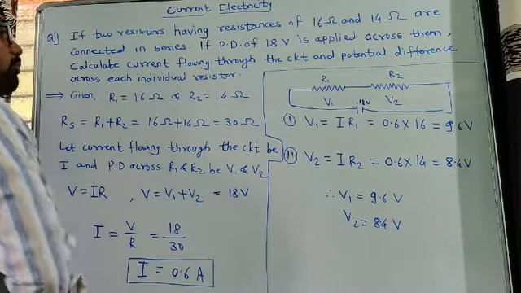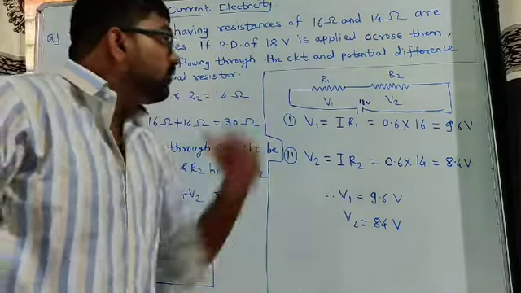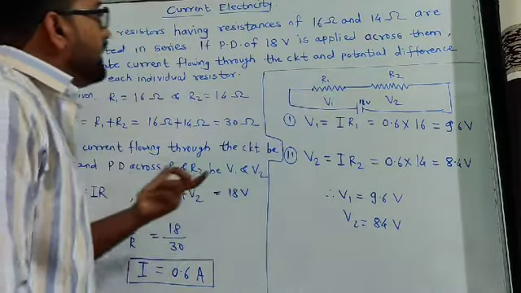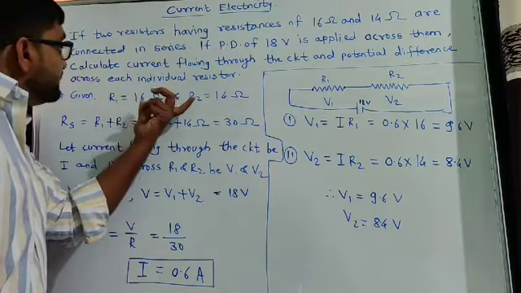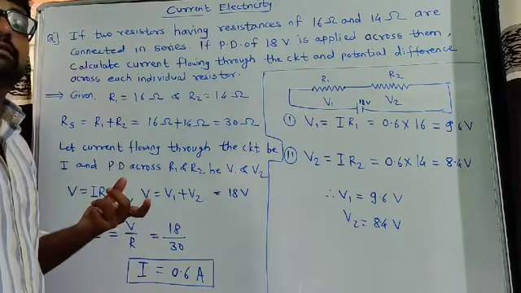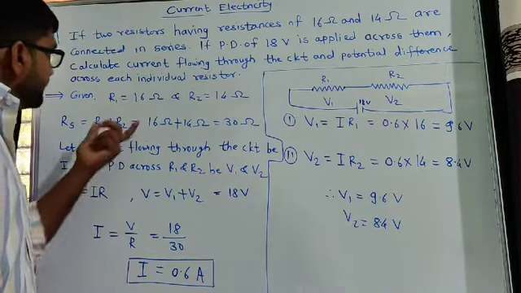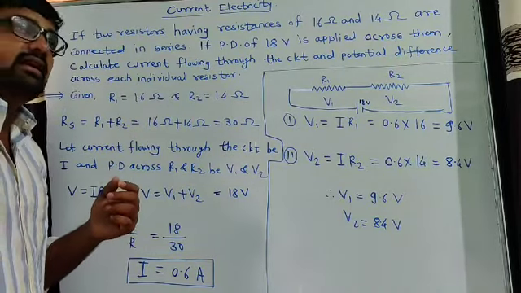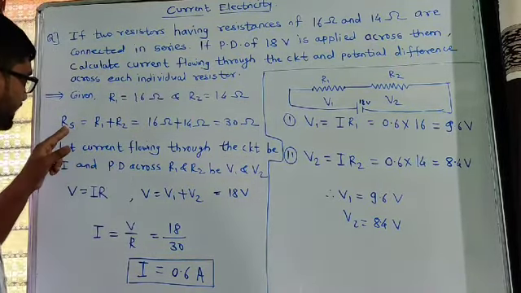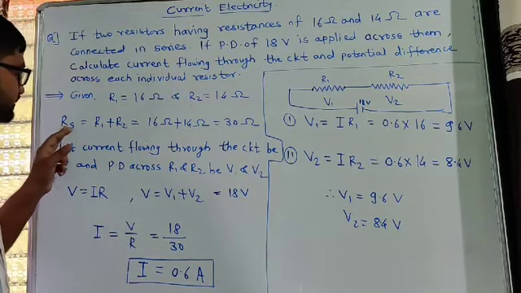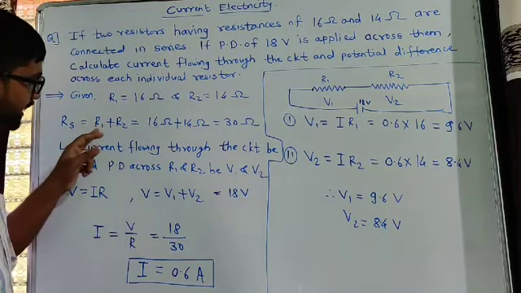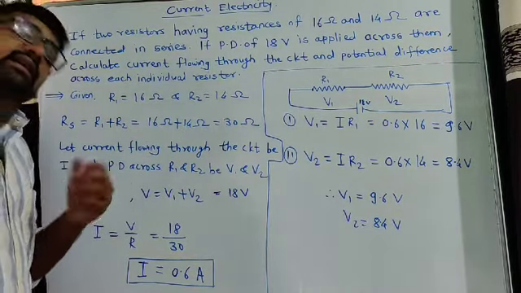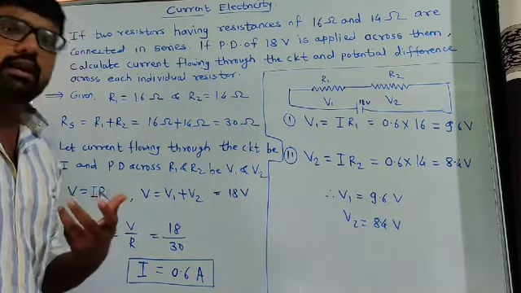So here we have to find the total equivalent resistance of this circuit when we connect these two resistors in series connection. Look at what happened here. The 16 and 14 ohm resistors are connected in series, so their equivalent resistance in series is given by R1 plus R2. If 3 resistors are there, then we have to take the addition of all 3 resistors.